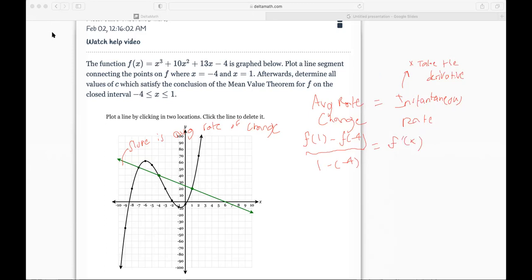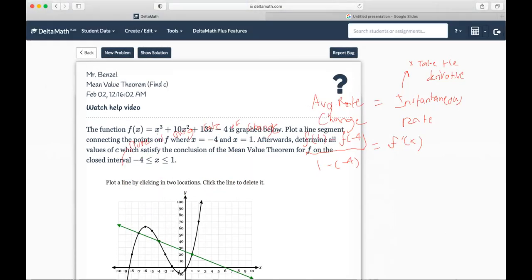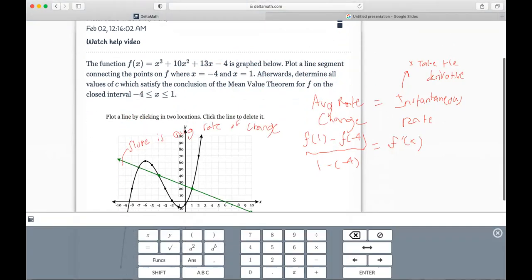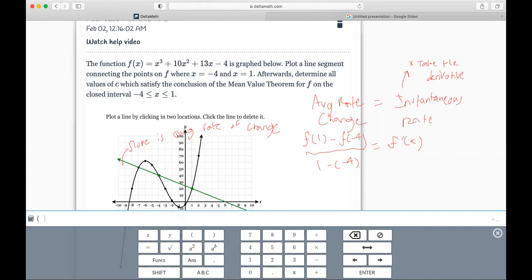I'm going to suggest that we use our calculator to help us out. So I'm just going to go to our Delta Math calculator to help us out here. I'm going to enter my function. I'm going to evaluate f of 1 first. So I'm just going to plug 1 into my original function. So I'll even demonstrate the plug-in here, for instance. If I have 1, this is where I put 1 cubed plus 10 times 1 squared plus 13 times 1 minus 4.